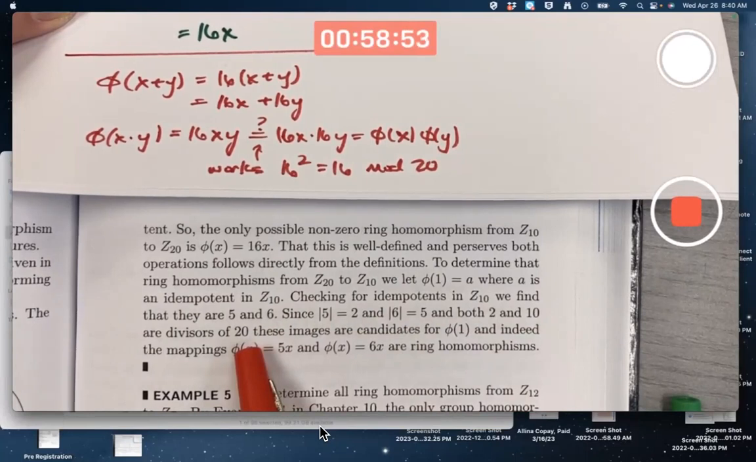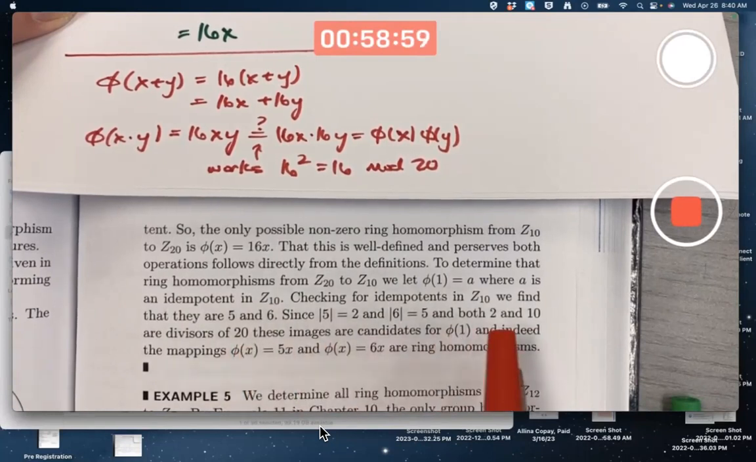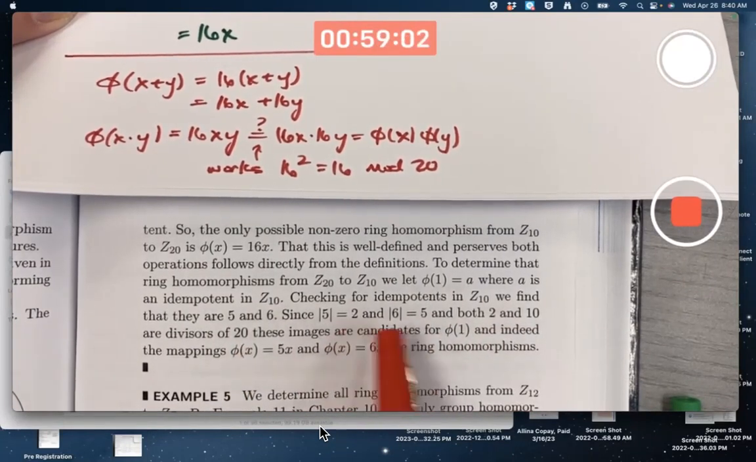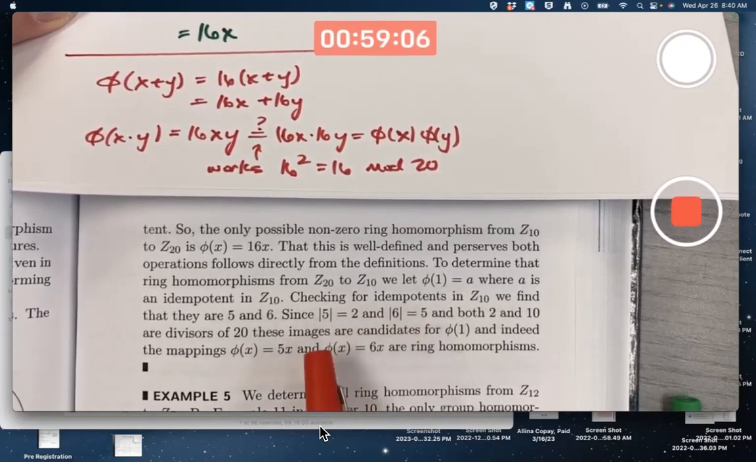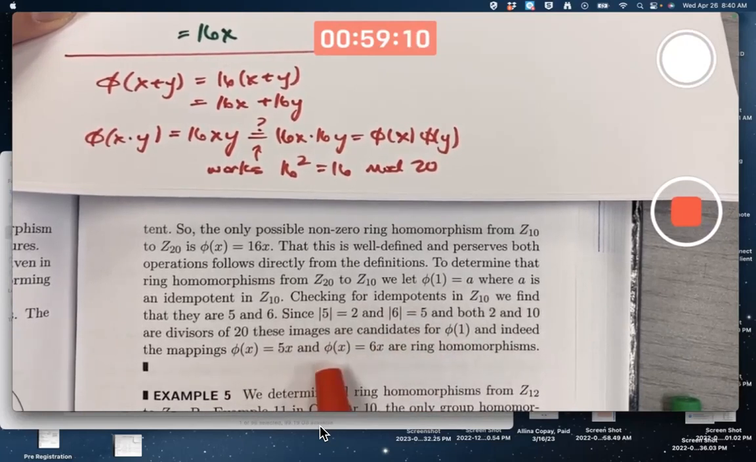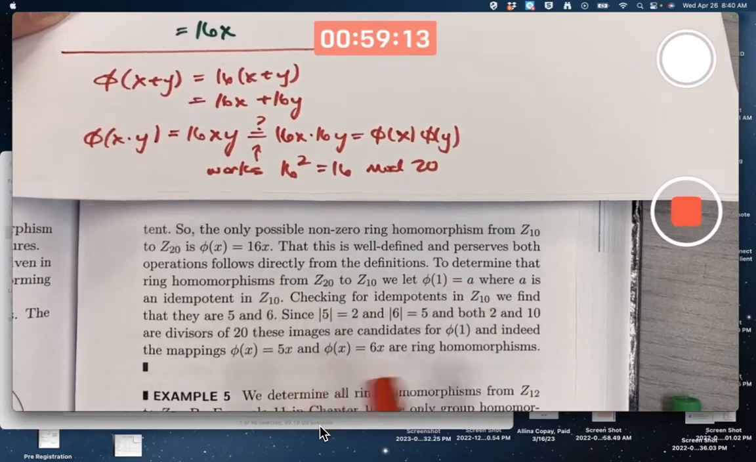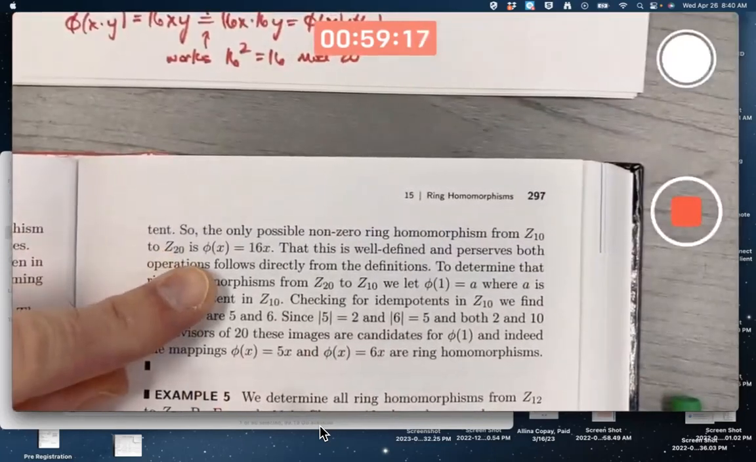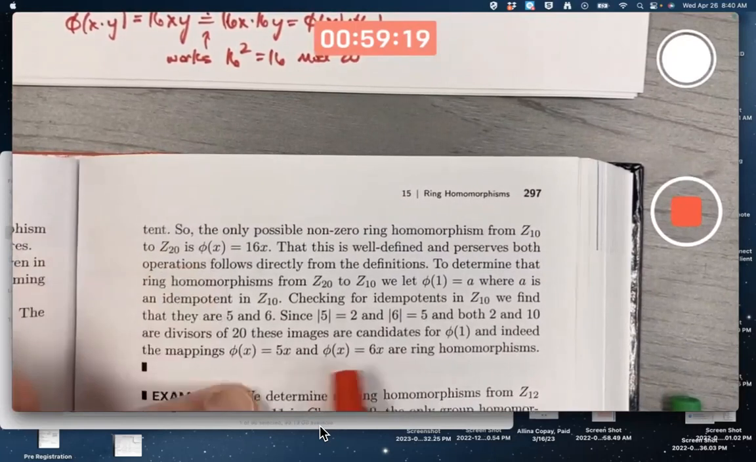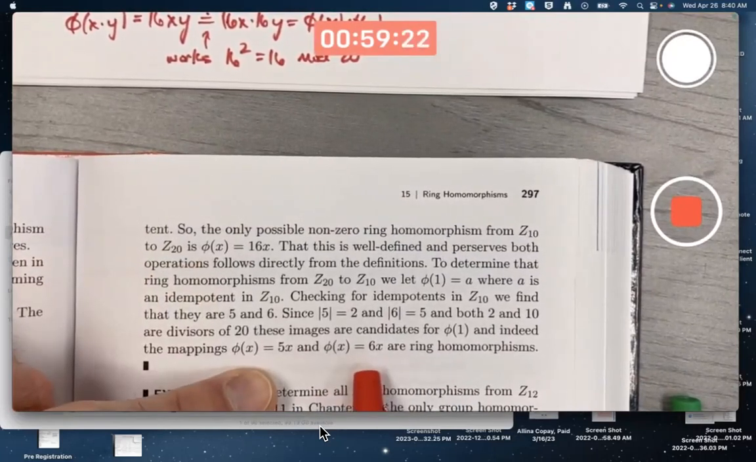I think that the author meant to say 2 and 5. Yeah, the author meant to say both 2 and 5 because those are the orders there. These images are candidates for phi of 1, and indeed, both of those are ring homomorphisms. So again, there's the only non-trivial ring homomorphism from Z10 to Z20. These are the only non-trivial ring homomorphisms back the other way from Z20 to Z10.